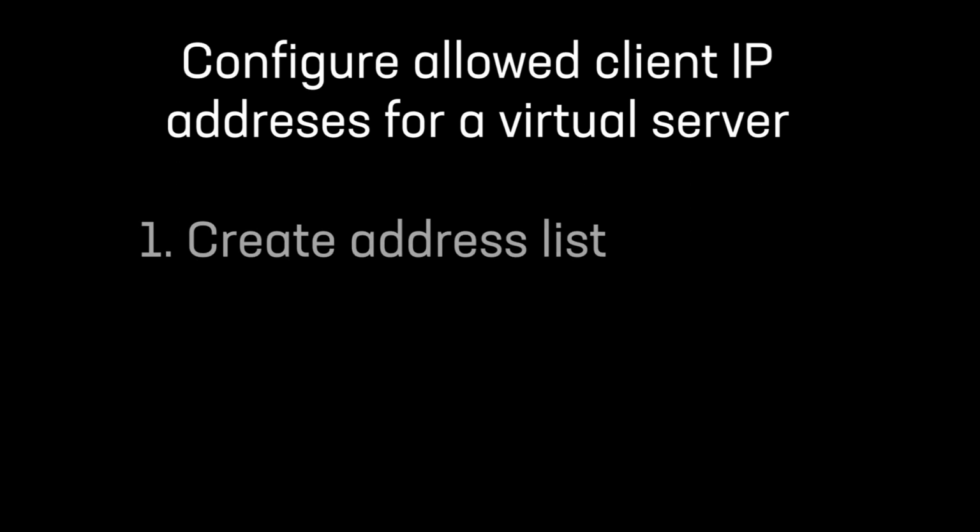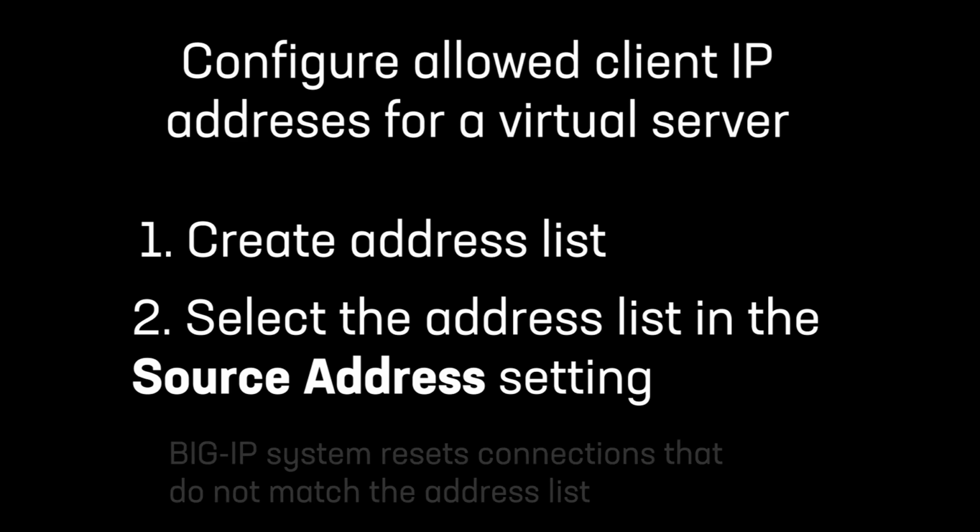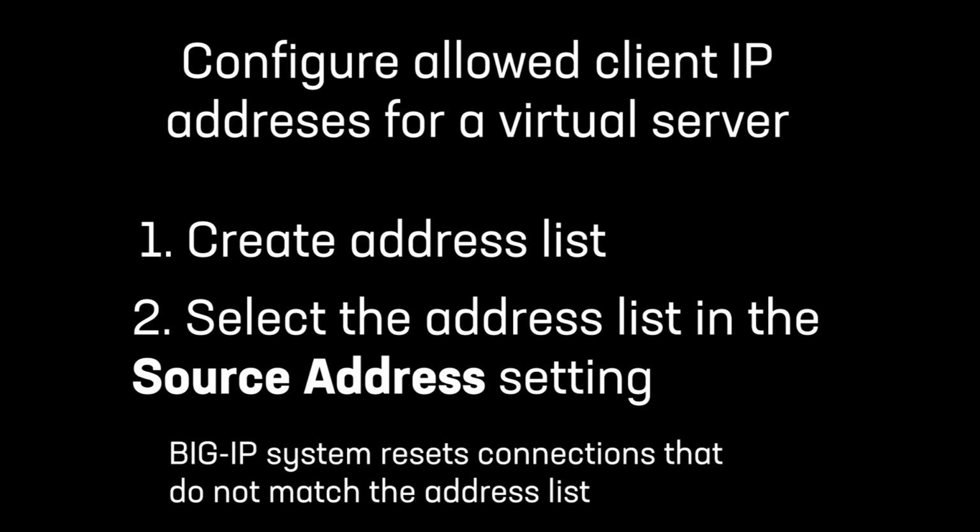When you configure the source address settings for a virtual server, the virtual server only accepts traffic from configured IP addresses. You can use address lists to create a list of client IP addresses and networks that you want to allow access to a virtual server, and then select the address list in the source address setting for the virtual server. Note that when you configure the source address setting, the BIG-IP system resets any connection attempts from client IP addresses that do not match those in the address list.